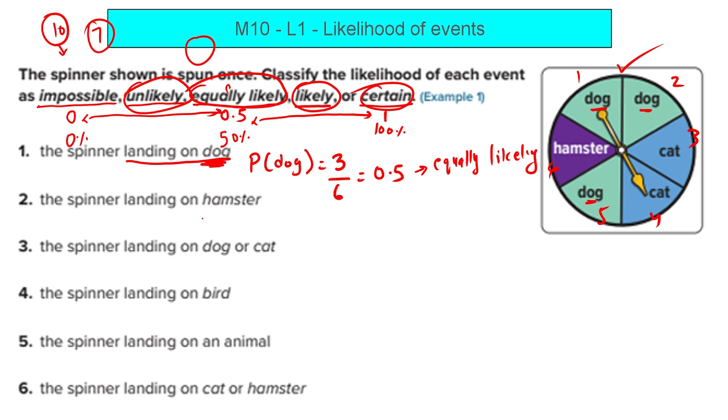Next question. The chances of getting a hamster. How many hamsters here? Only one. So the chances of a hamster is 1 over 6. 1 over 6 means around 0.16. Okay. So 0.16, it is between 0 and 0.5, right? Or you can say like this, what is half of 6? 3, right? Now this 1, is it less than 3 or bigger than 3? It is lesser than 3, right? Lesser means unlikely. Simple.